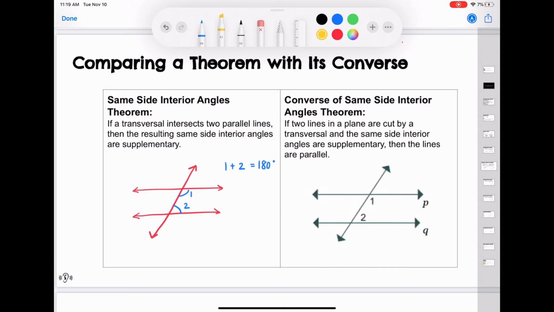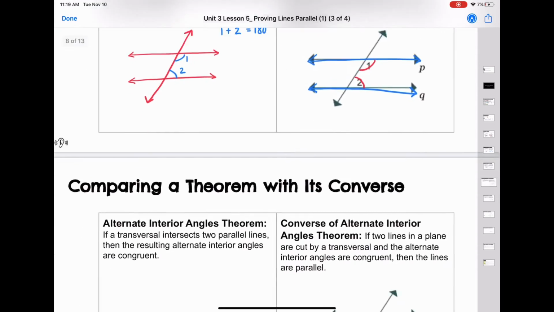The converse of this, on the other hand, states, if two lines in a plane are cut by a transversal and the same side interior angles are supplementary, well then it's reasonable to assume that those lines are parallel. So in this instance, we start by knowing that those two angles are supplementary, and from that we can assume that those lines must be parallel. I hope this is starting to make sense to you. Let's look at our other theorem.